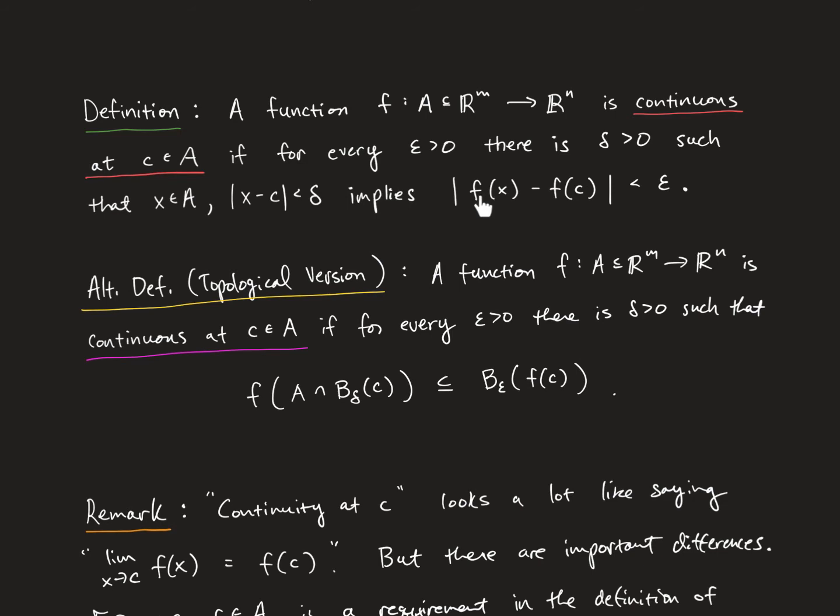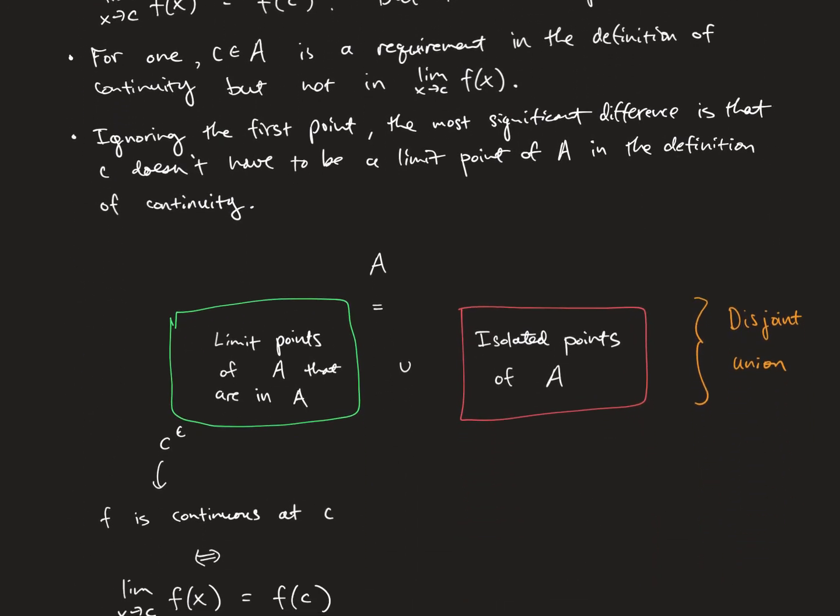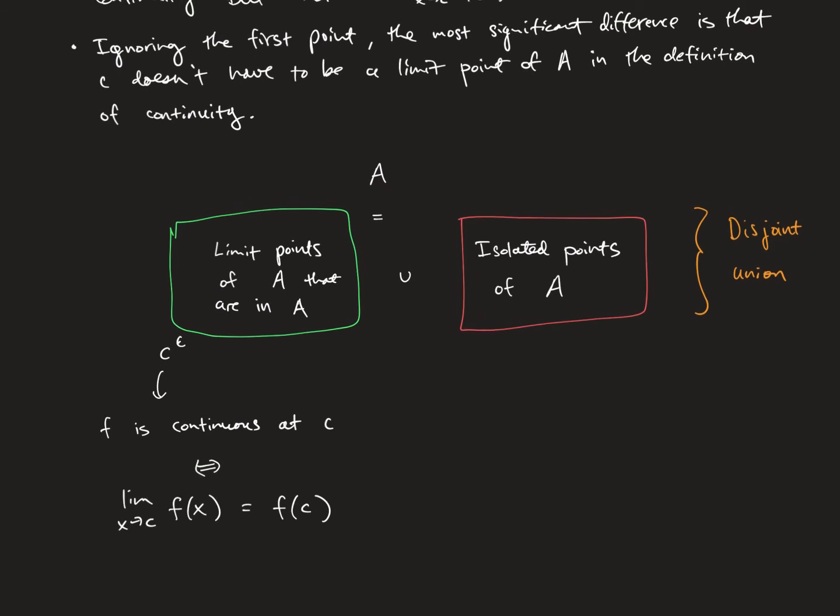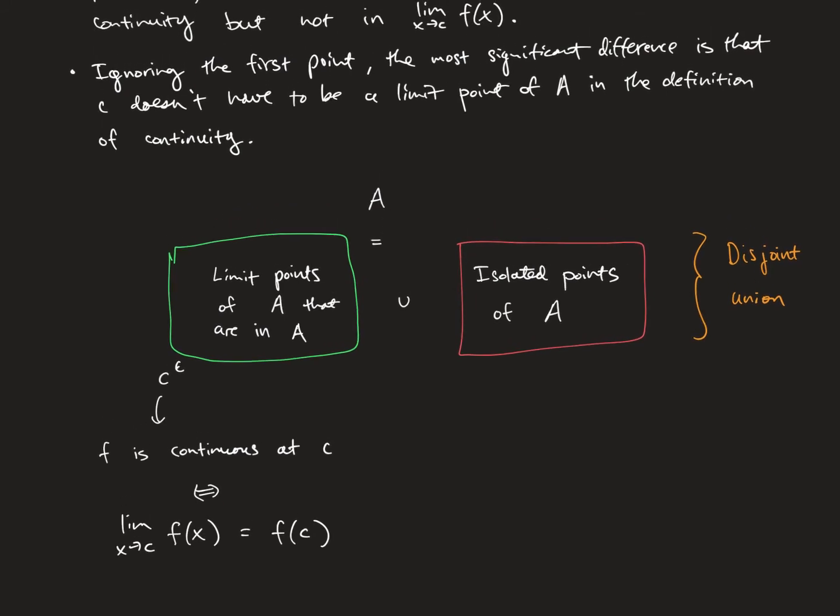But when x equals C, f of x equals f of C, that's 0, and that's less than epsilon for any epsilon. So that's sort of just a trivial difference there. Okay, so continuity for a limit point of A. So for a point of A that's a limit point of A is just the same thing as the limit concept that we learned last time.